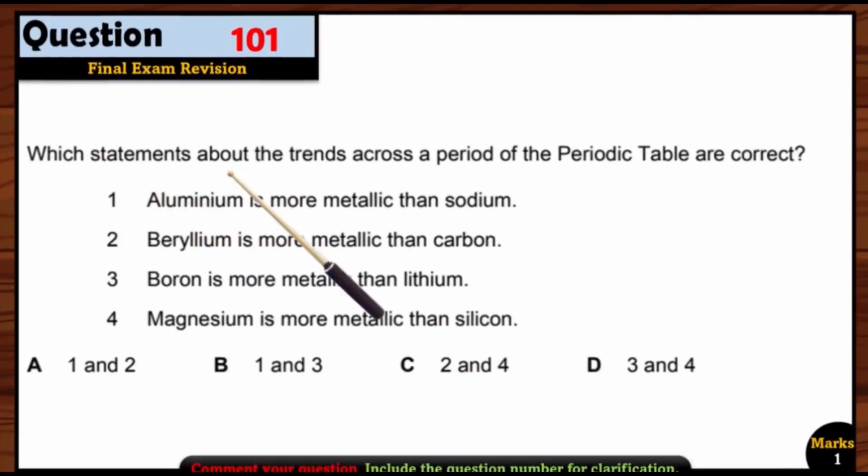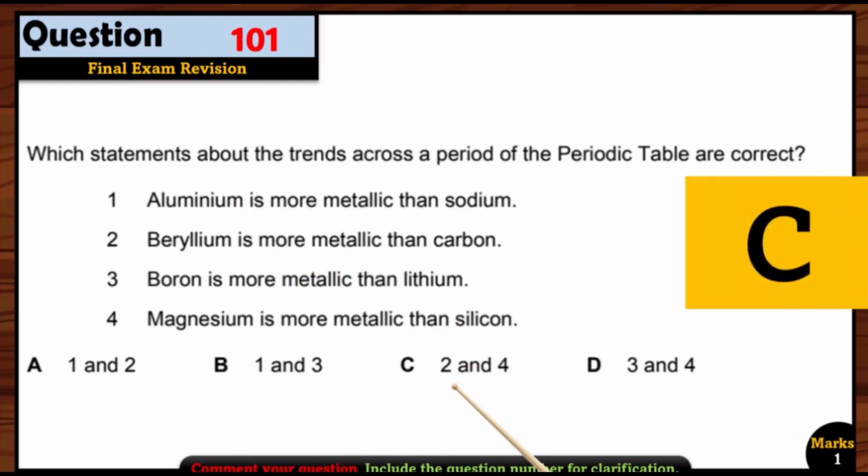Question 101. Which statements about the trends across a period of the periodic table are correct? Okay, aluminium is more metallic than sodium. Wrong. Because sodium belongs to group 1, aluminium belongs to group 3. So aluminium is less metallic. Beryllium is more metallic than carbon. Yes, that's right. Because beryllium belongs to group 2, whereas carbon is in group 4. Boron is more metallic than lithium. Again wrong, because lithium is in group 1, whereas boron belongs to group 3. So option 1 is wrong, option 3 is wrong. So we are just left with 2 and 4. So that's why C is the right option here.